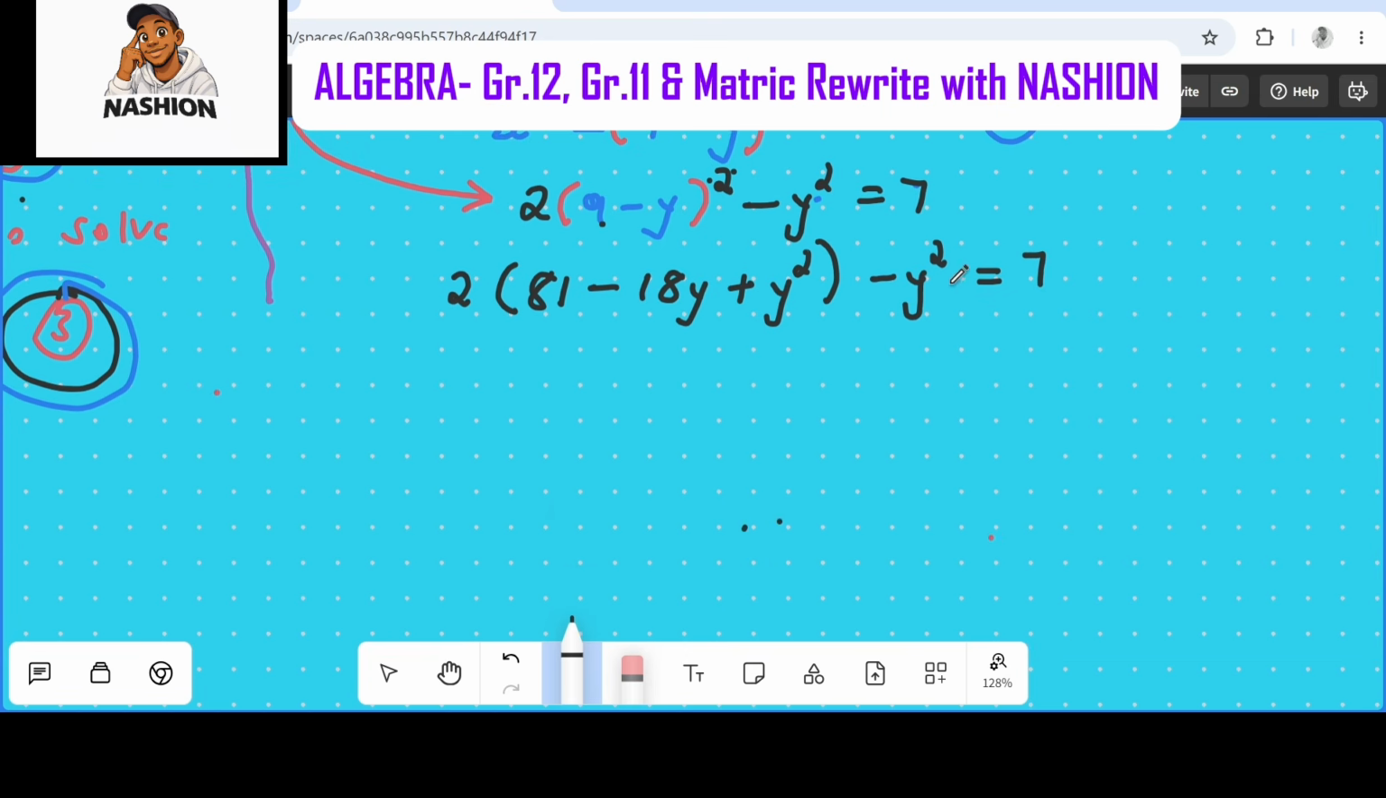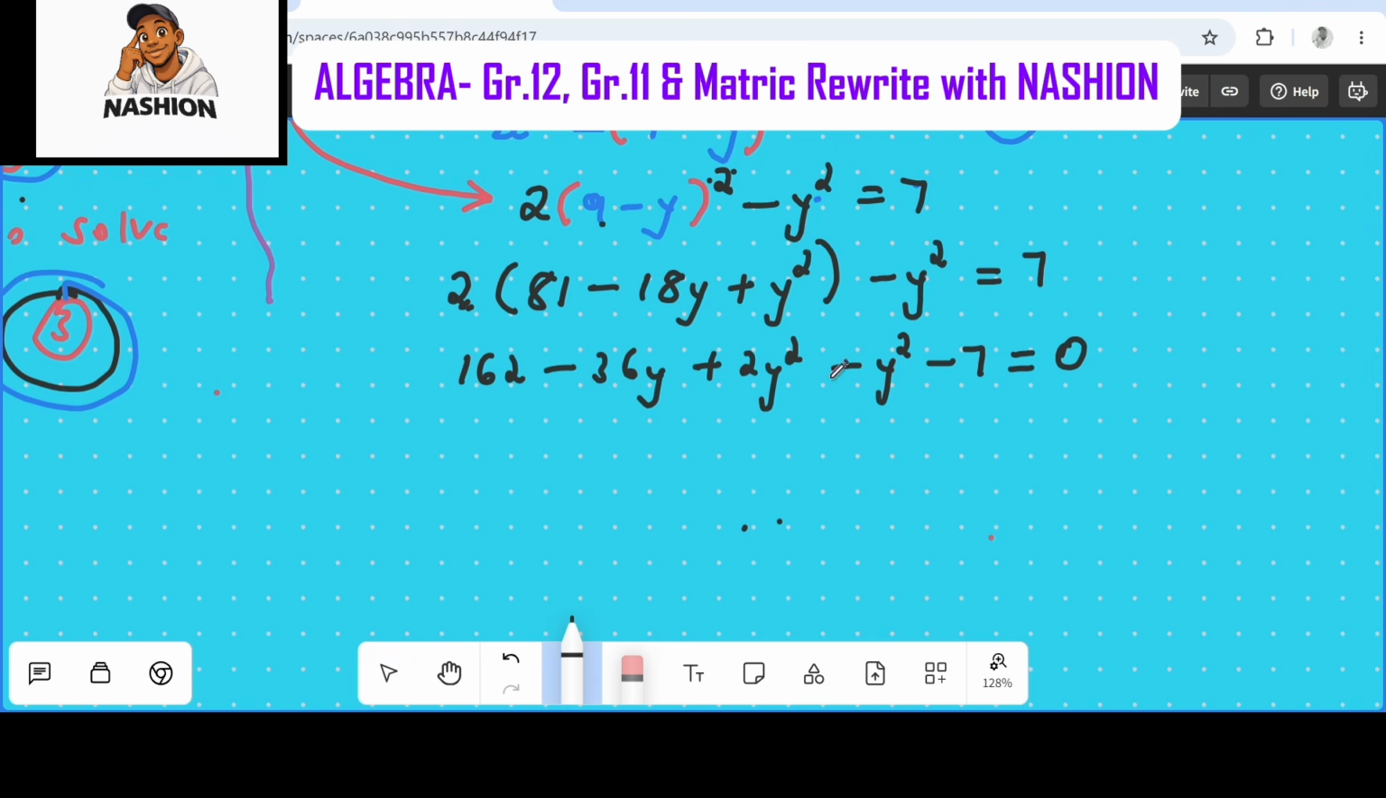Let's remove the brackets completely. 2 times 81, that's 162. 2 times negative 18y, that's negative 36y. 2 times y squared, that's positive 2y squared. Then we still have negative y squared. That 7 on the right hand side looks so lonely. Let's bring it over to the left hand side. It will become negative 7 is equal to 0.